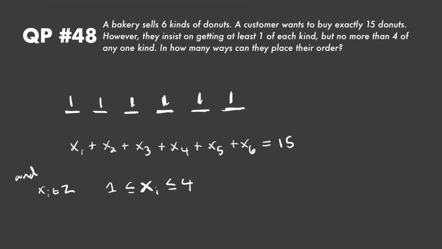So once we've done that, we've already distributed 6 donuts out of 15, so I need to subtract 6 from 15 and I get 9. Now I need to calculate the number of ways to distribute these remaining 9 donuts to 6 categories, subject to the constraint that no donut can have more than 4. So I'm going to use stars and bars to calculate the number of ways to distribute these 9 donuts as if there was no constraint, and then I'm going to subtract off the cases where one of these xi's is exceeding our constraint.